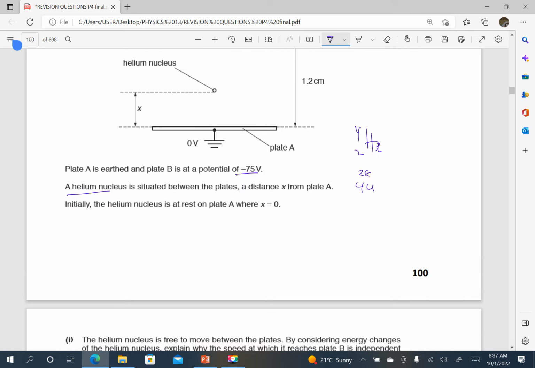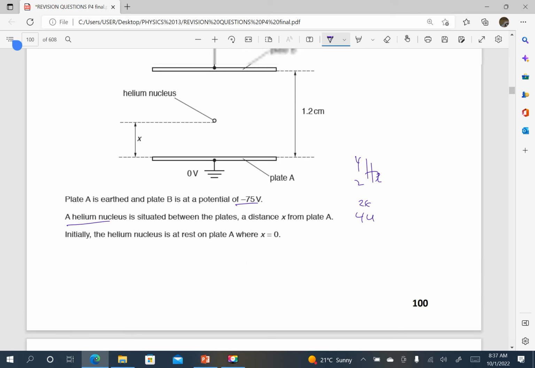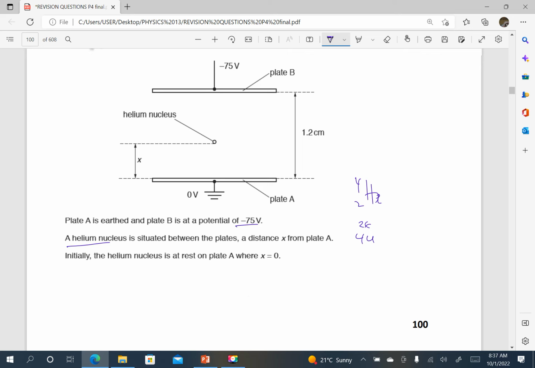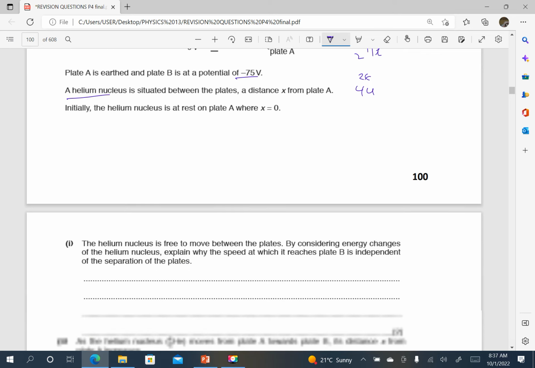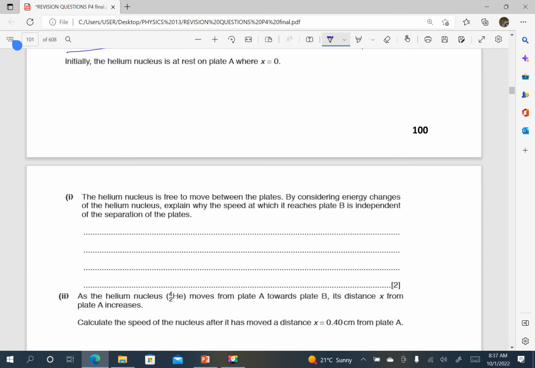Initially, the helium nucleus is at rest on plate A, where x is 0. The helium nucleus is free to move between the plates. By considering energy changes of the helium nucleus, explain why the speed at which it reaches plate B is independent of the separation of the plates.